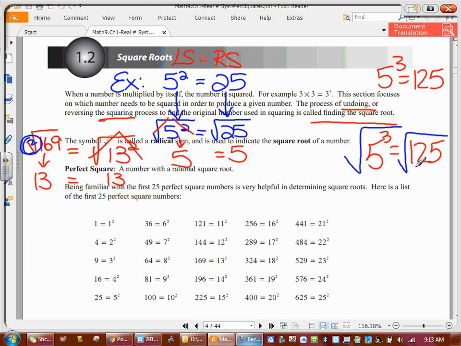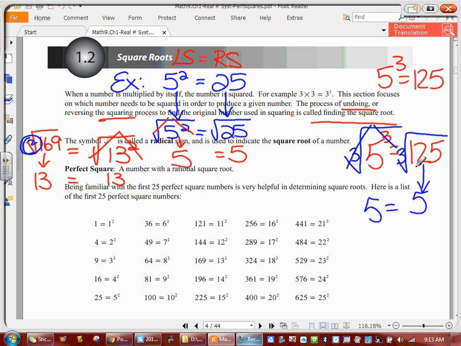So now, since this index here, I need an index that matches my cube sign. So it's going to be a cube. This index tells me that I multiplied 5 3 times to get this number. That's what it's telling me. So these are opposite functions. They will cancel. So you're going to get 5 is equal to 5, because the cube root of 125 is 5. Okay? So we're just doing backwards.